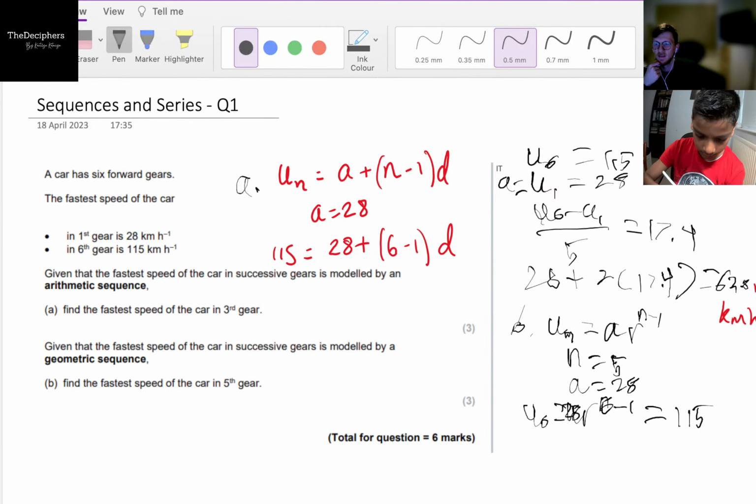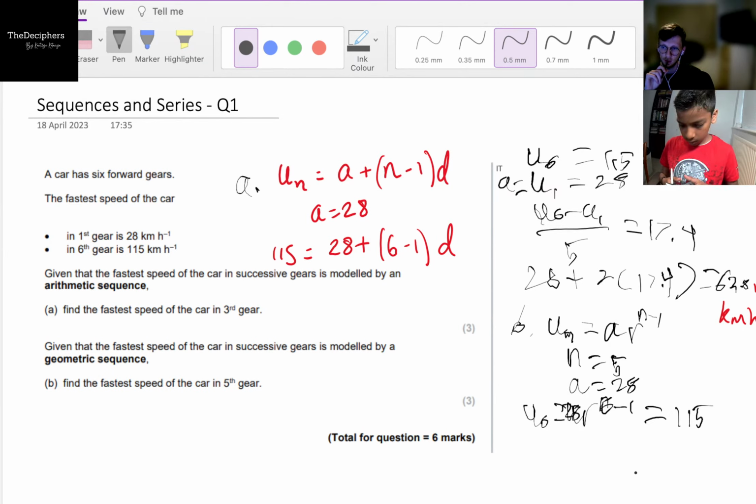Let's divide by 28. That's r to the power of 5 is 115 divided by 28. You could probably leave it as a fraction, because it's not going to be a very nice decimal. R is the 5th root of 115 over 28.